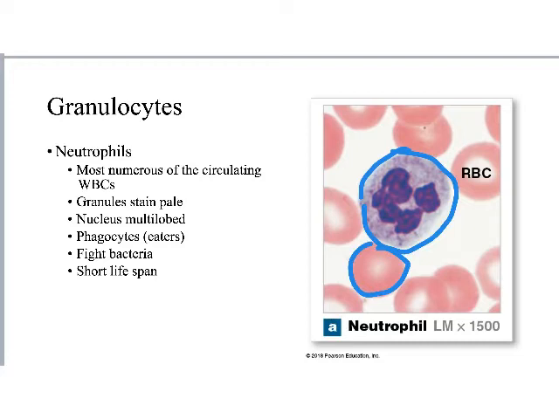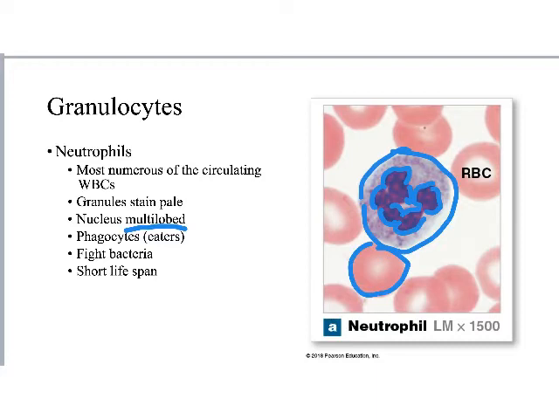Its granules stain pale, meaning it's not very dark. You can tell that there's some granules in there, but they're not as dark as some of the other cells that we'll see. What's really going to be your clue is this multi-lobed nucleus. So if you see a picture and the nucleus has 1 lobe, and 2 lobes, and 3 lobes, and 4 lobes, and maybe even a 5th lobe, having a multi-lobed nucleus is going to really be your clue that you're looking at a neutrophil.